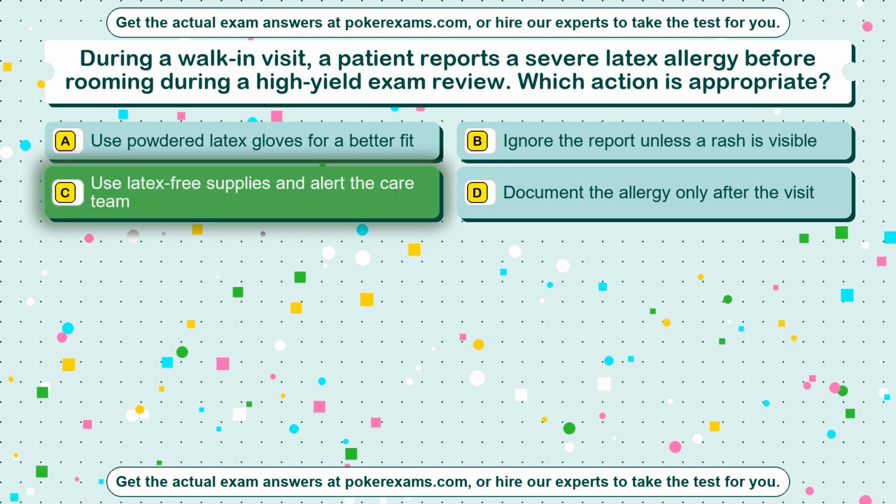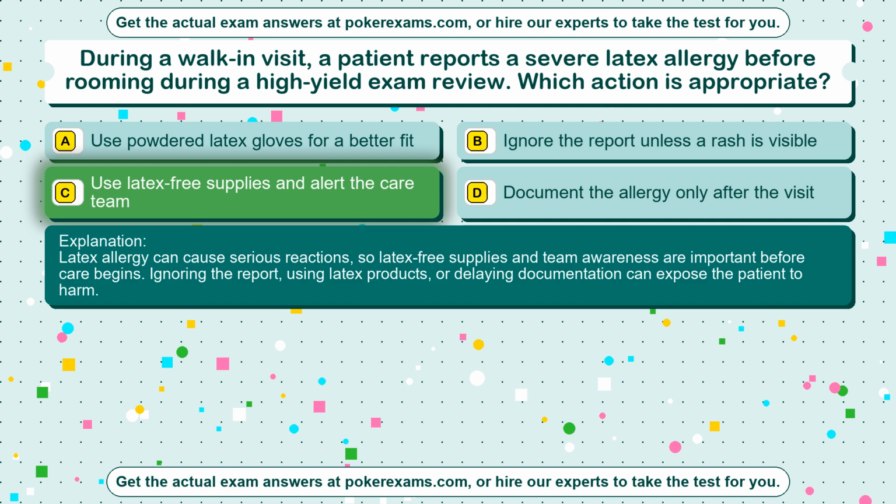The correct answer is option C. Use latex-free supplies and alert the care team. Latex allergy can cause serious reactions, so latex-free supplies and team awareness are important before care begins. Ignoring the report, using latex products, or delaying documentation can expose the patient to harm.